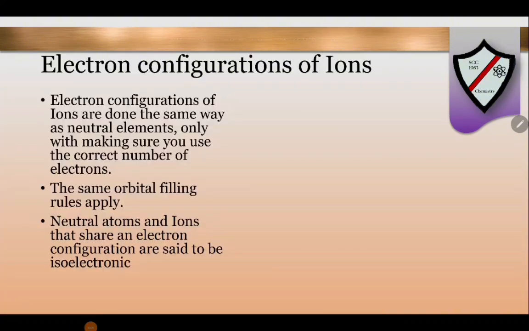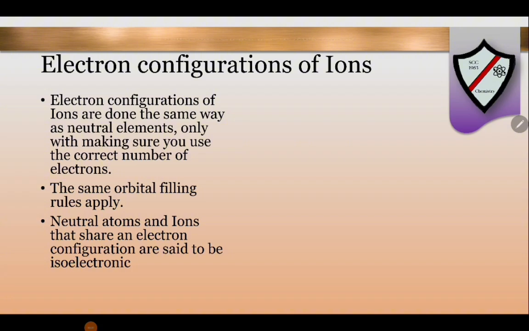One final note about electron configurations is it is possible, and you will be asked, to determine the electron configuration of some ions. Electron configurations of ions are done the same way as neutral elements, only making sure you use the correct number of electrons according to the charge that is shown. The same orbital filling rules will apply. Neutral atoms and ions that share an electron configuration are said to be isoelectronic with each other.